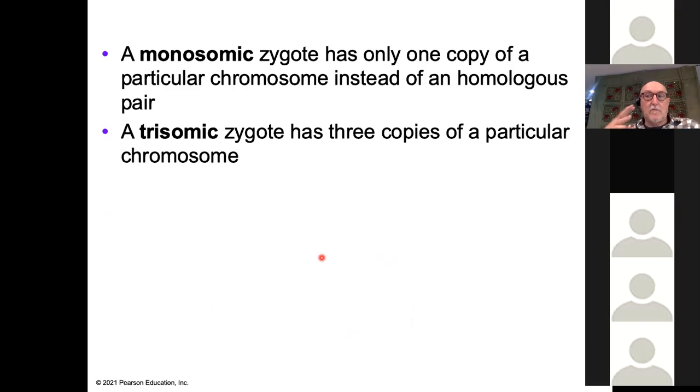Now, you can have other combinations. Down syndrome is a trisomy, a trisomic aberration, 3 copies of a particular chromosome. You can have monosomy as well, where you only have 1 copy instead of a homologous pair. Again, there are a couple which are tolerated, but most of them have very serious effects.